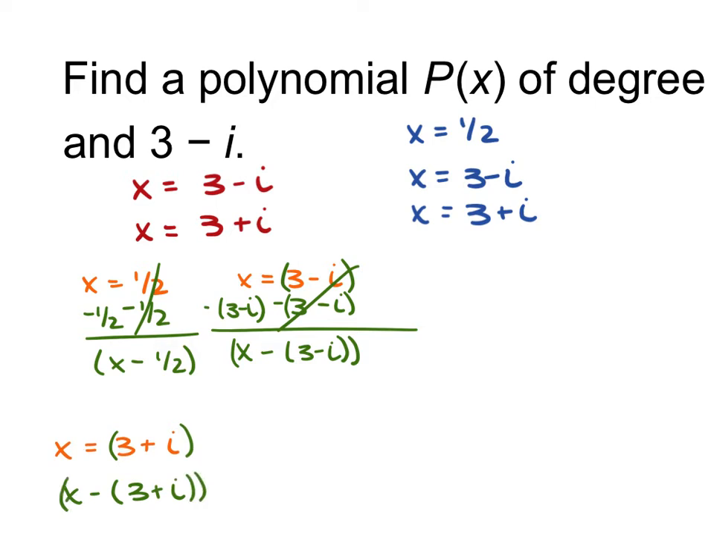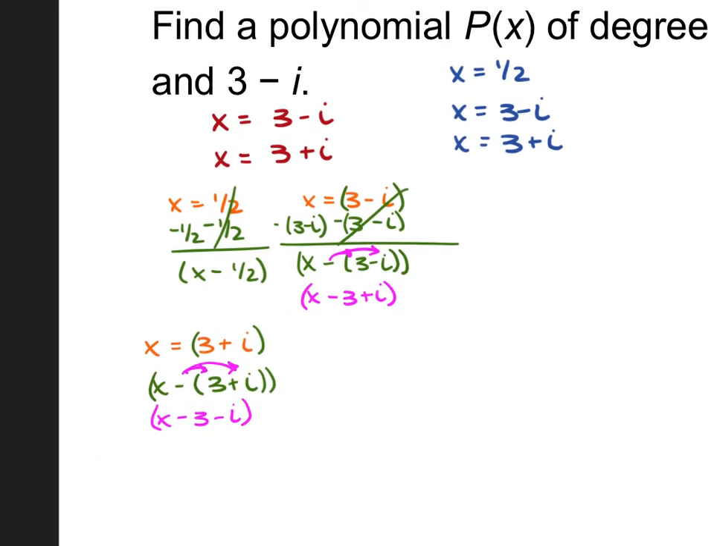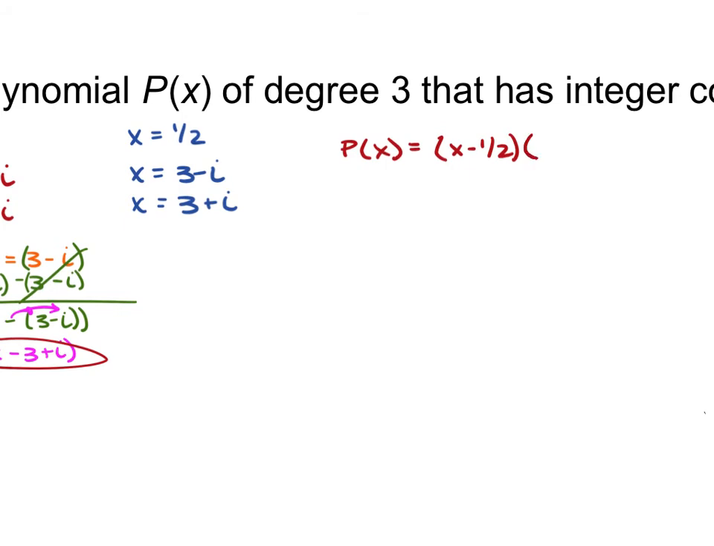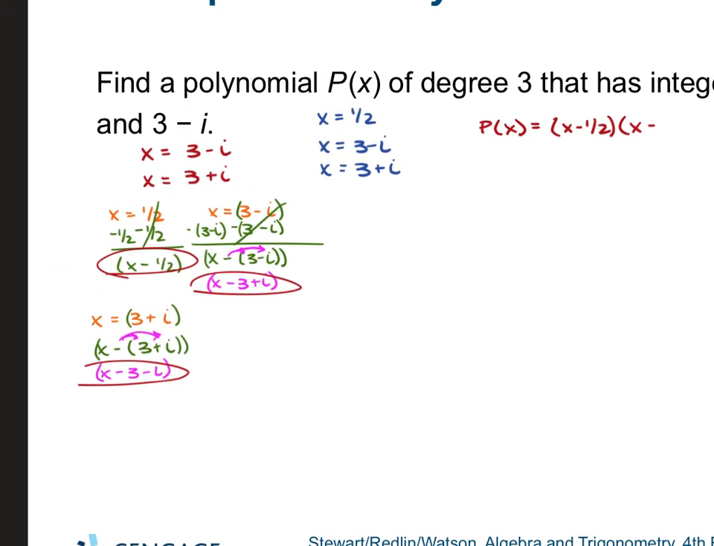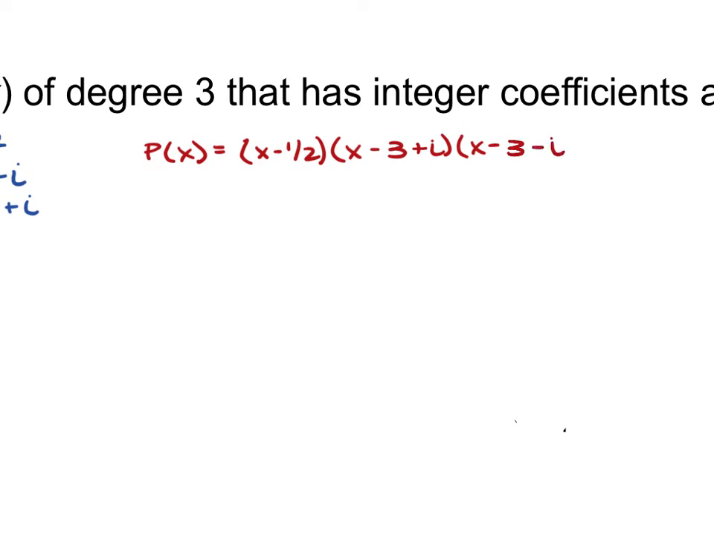If we simplify these, we're going to distribute the negative, so it's going to give us x minus 3 plus i and x minus 3 minus i. So we're going to use these three in order to multiply to get that polynomial with a degree of 3. So we're going to put this as p of x is equal to x minus 1/2 times x minus, what do we have, 3 plus i times x minus 3 minus i.